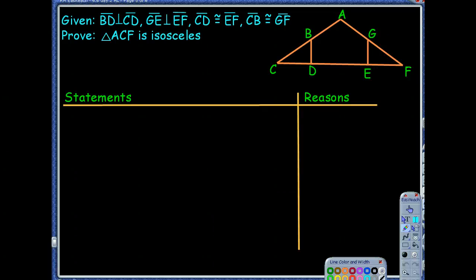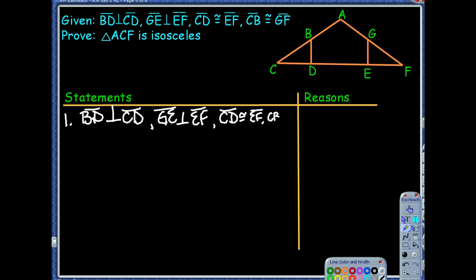Exactly. Okay. This next one, they tell us we've got several perpendiculars and some congruent statements. So I'm going to be writing this all out for a second. We say that BD is perpendicular to CD, and that GE is perpendicular to EF, and that we've got some congruent statements. CD is congruent to EF, and CB, I'm going to fit it in there, is congruent to GF.